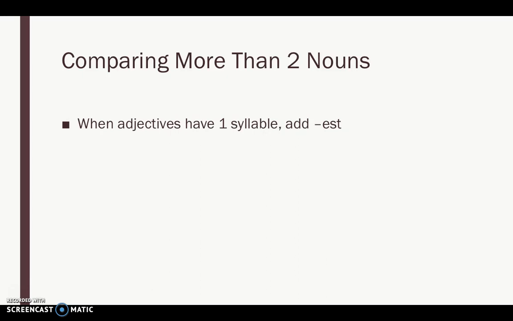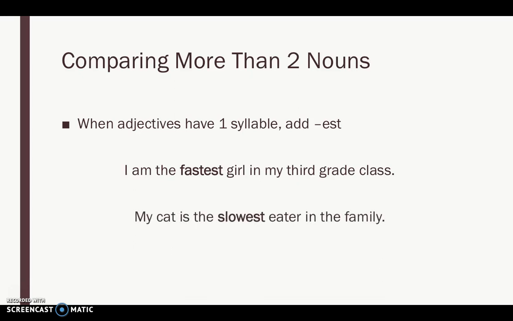When adjectives have one syllable, add est. So I am the fastest girl in my 3rd grade class. The noun that the adjective is describing is girl. But there is more than 2 girls in the 3rd grade class, so we have to change it to compare more than 2. Fast is one syllable. It changes to fastest. My cat is the slowest eater in the family. Out of all the eaters in the family, the cat is the slowest. Slow is one syllable. I add est.